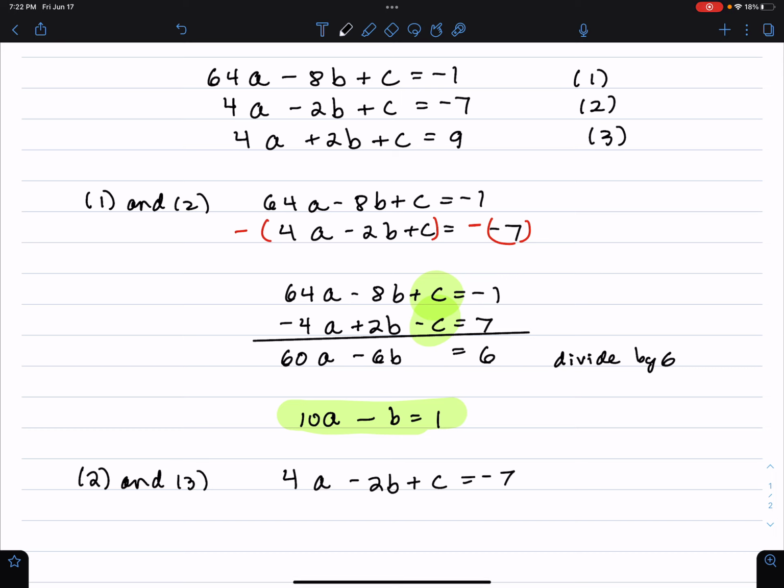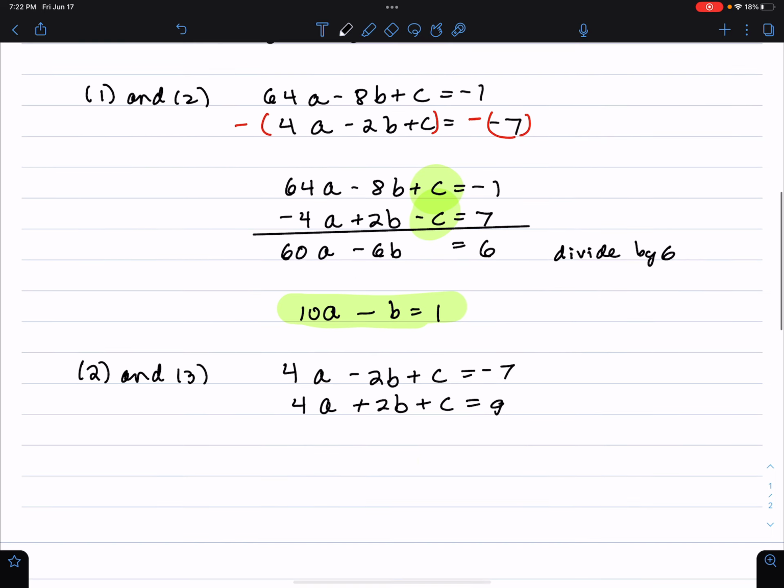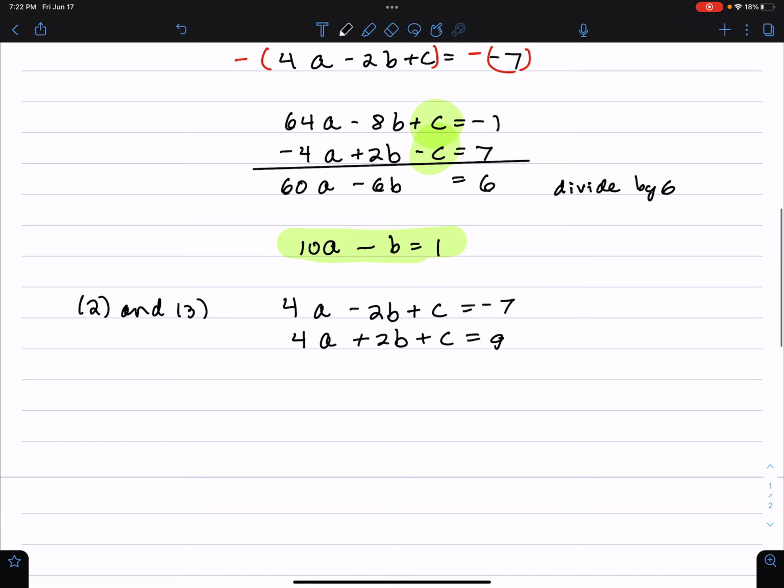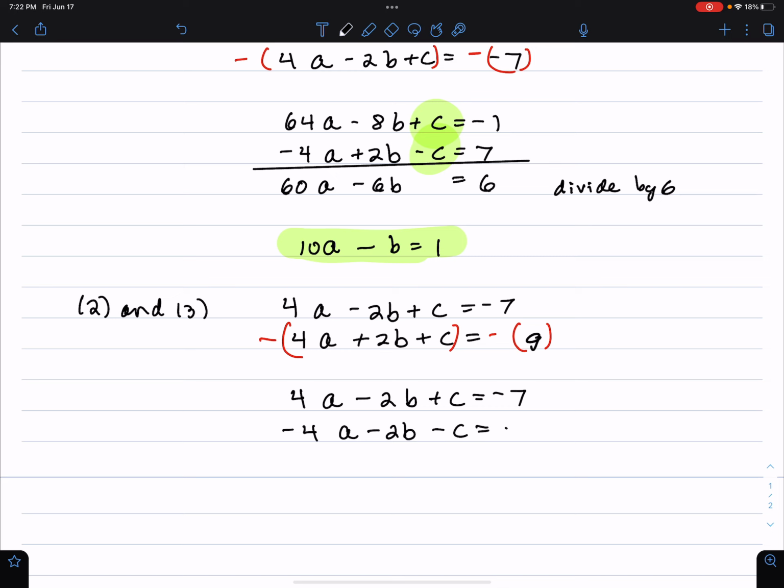And again, I'm going to eliminate C. The way I do that is I'm going to multiply by -1 on both sides of the second equation. So that is going to give, do I have to start a new line? Maybe not. Okay, let's see. 4a minus 2b plus c equals -7. -4a minus 2b minus c equals -9.